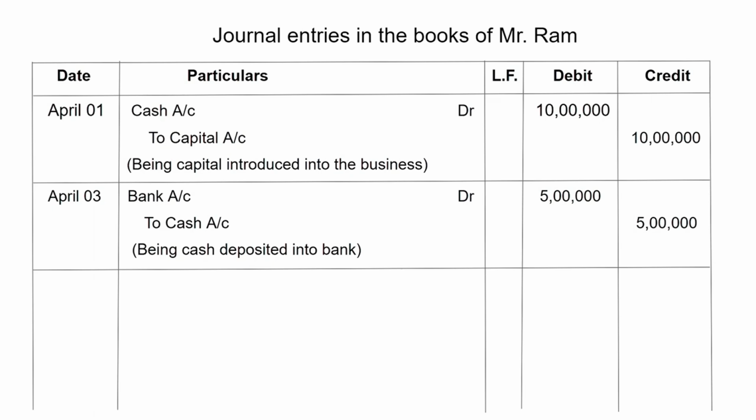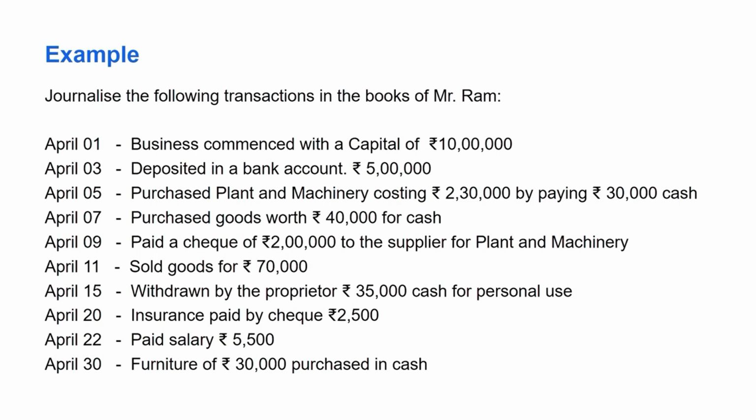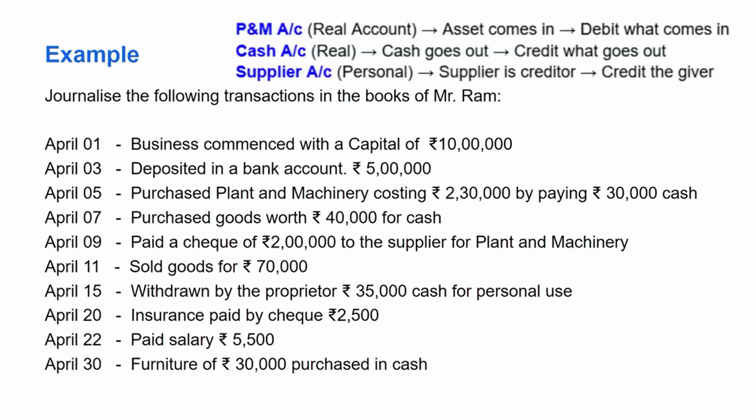being cash deposited into bank. And the next transaction is April 5th, purchased plant and machinery costing rupees 2,30,000 by paying 30,000 in cash. In this transaction, 30,000 is paid now and the rest 2 lakh will be paid later. So we debit the full value of the asset, credit cash for what is paid, and credit a payable for the balance. So here 3 accounts are involved. That is, plant and machinery account, cash account and machinery supplier account.